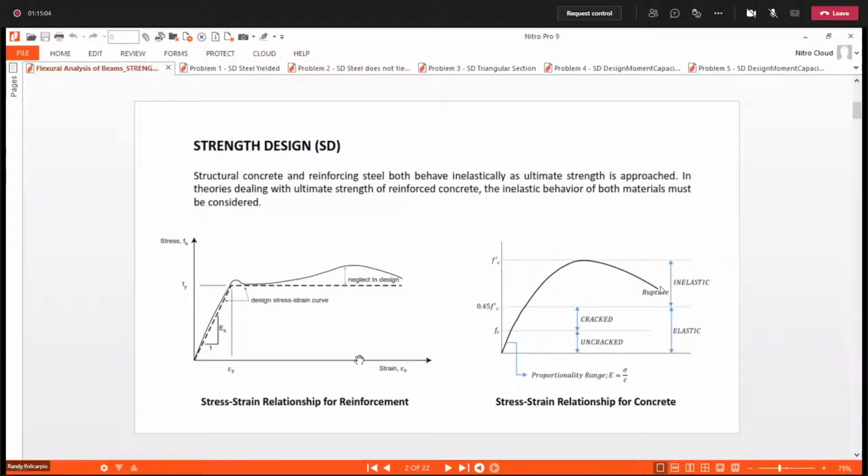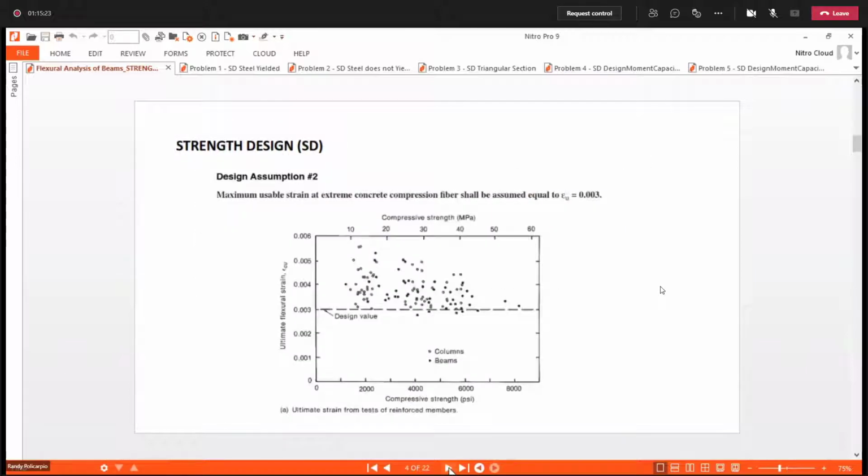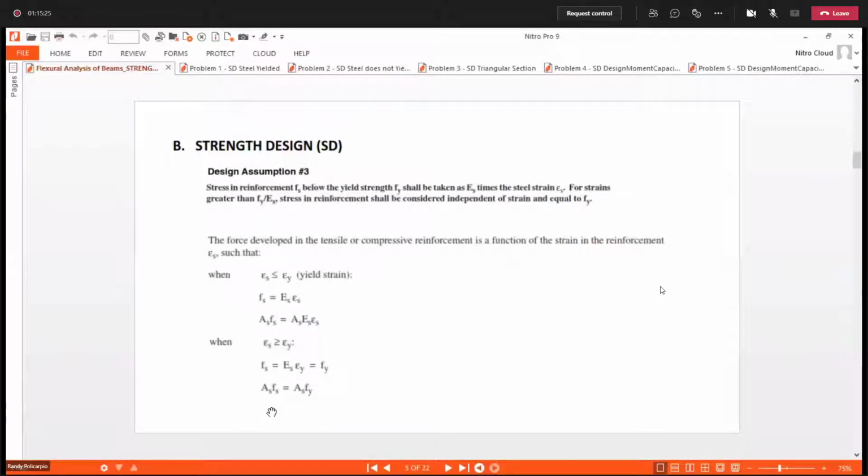Because kahit na anong value nung Es mo, as long as it is greater than or equal to epsilon y, your Fy will be constant. Okay, your Fs will be equal to Fy. What I mean, no? So, yun yung ibig sabihin ng diagram kanina. So, therefore, when you solve for the tensile force in your reinforcement, it will be equal to AsFy.